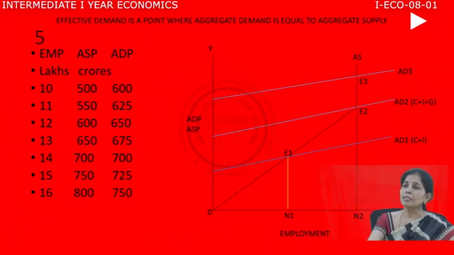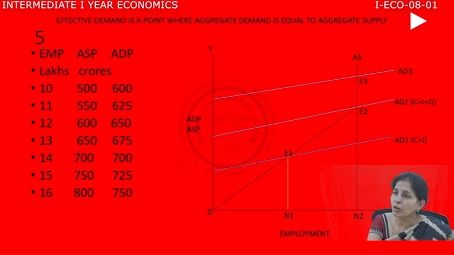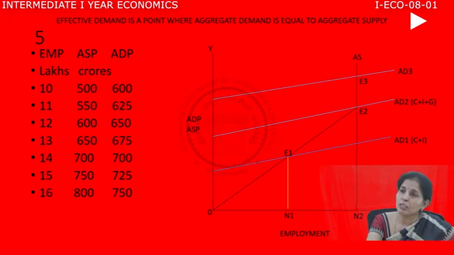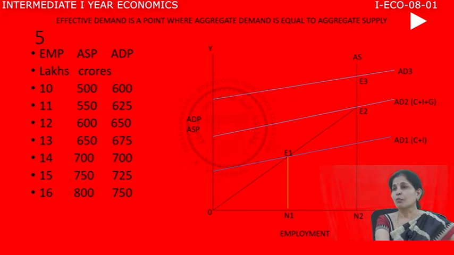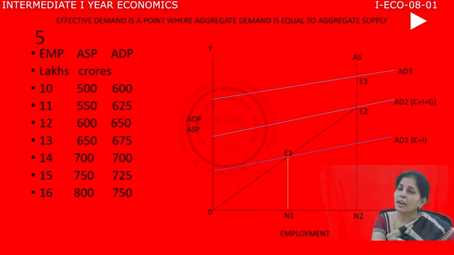The next one is effective demand. Effective demand is the point where aggregate demand is equal to aggregate supply. This is explained with the help of a table and a graph. Employment is measured in lakhs, and aggregate supply and aggregate demand are measured in crores. As I said, effective demand is the point where aggregate demand equals aggregate supply. At some level of employment, you find that aggregate demand is equal to aggregate supply. From the table, we can notice that at 14 lakhs of employment, the aggregate supply is 700 and the aggregate demand is also 700. That is the equilibrium point according to Keynes.